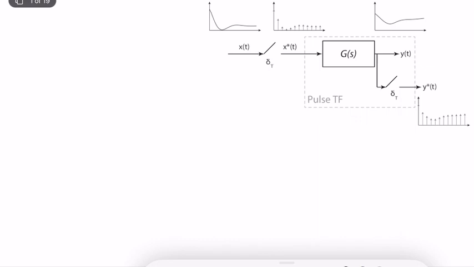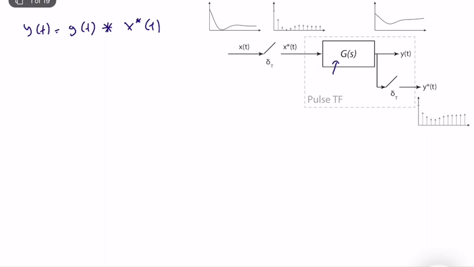If we look at the block diagram structure, y of t is the output of g of s, and the input of g of s is x star of t, which is the sampled x of t. So in the time domain, we can easily write that y of t is equal to g of t convolved with x star of t, where g of t is the impulse response of g of s, which can include the continuous time transfer function and the zero order hold transfer function. The basic idea here is that g of t is the impulse response and x star of t is the impulse train based sampled signal of x of t.